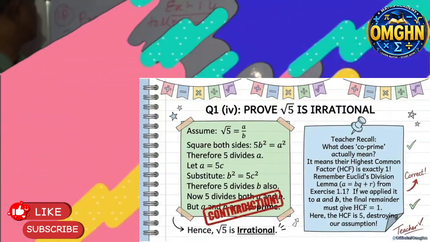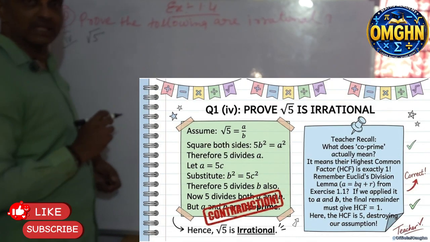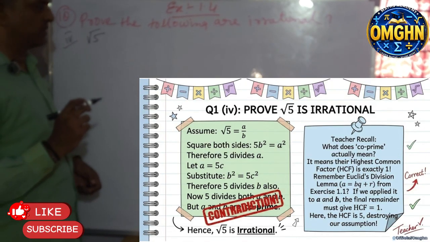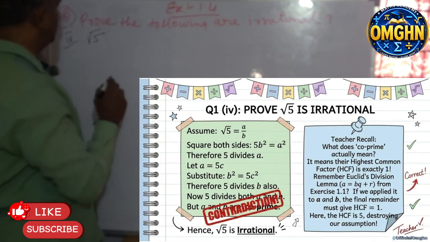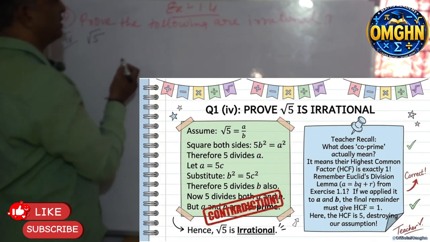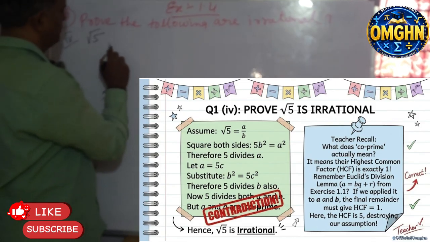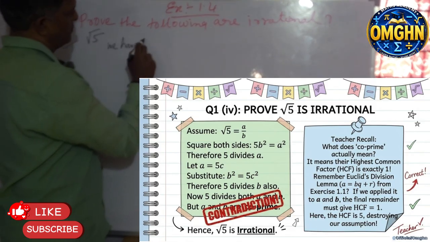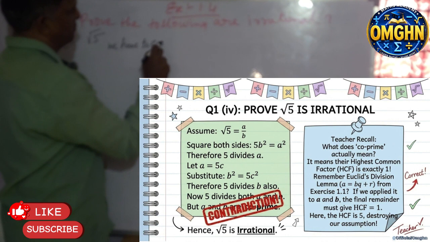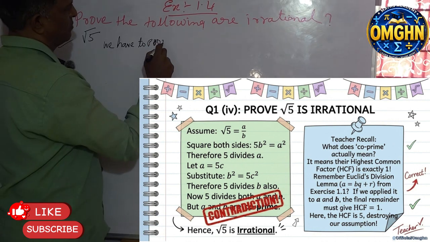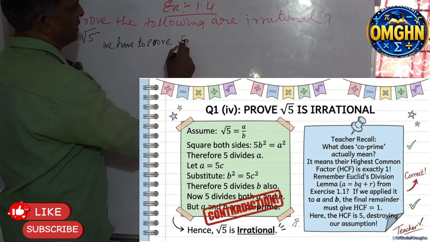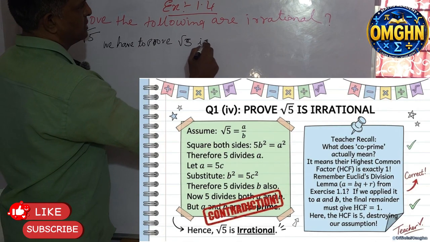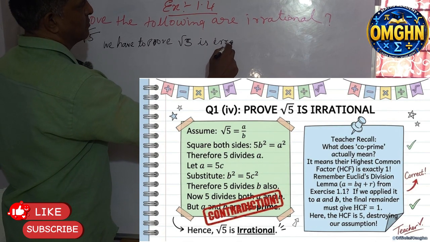Okay? Next sum. That is root 5. This sum is different. కొంచెం వేరేగా ఉంటుంది sum. ఎందుకంటే same. We have to prove root 5 is an irrational number.